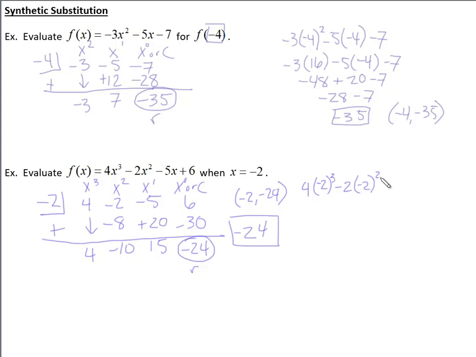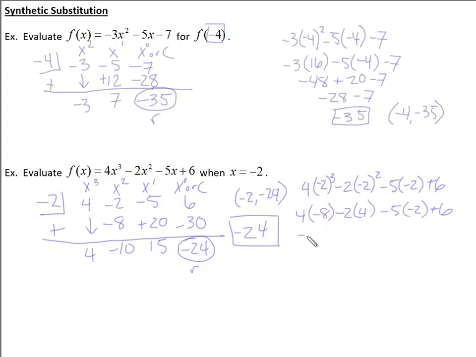Negative 2 cubed minus 2 squared minus 5 times negative 2 plus 6. Negative 2 times itself 3 times is negative 8. So that's one place you could make a mistake pretty easily. Negative 2 when I squared is positive 4. Okay, so there's 2 exponents I had to evaluate.